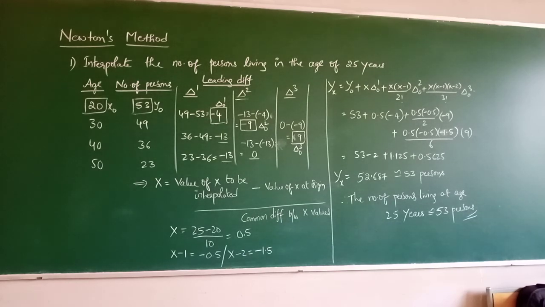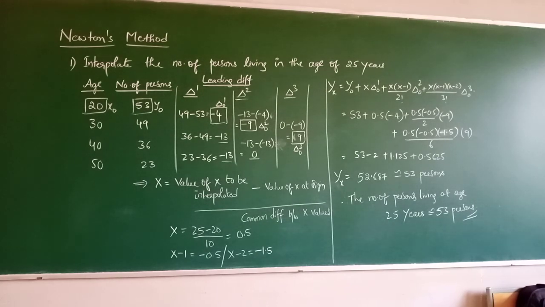Now, interpolate the number of persons living in the age of 25 years. So here there are totally 3 steps in how this Newton's method is to be calculated. Step number 1, the leading difference table has to be calculated. That is the first step. Leading difference table. If you look at the board, then you will understand what we mean by leading difference. And then the value of x to be interpolated minus the value of x at origin, divided by the common difference between adjacent values of x has to be calculated.